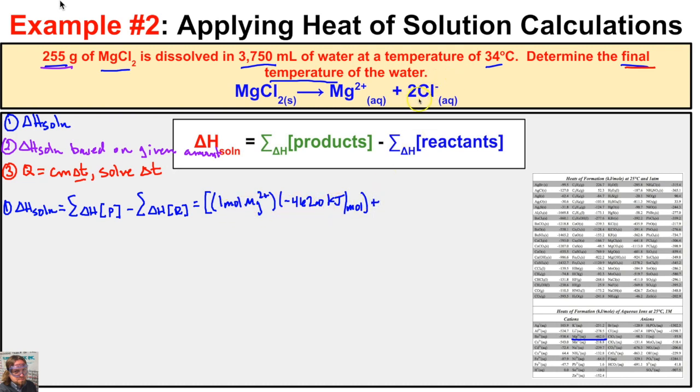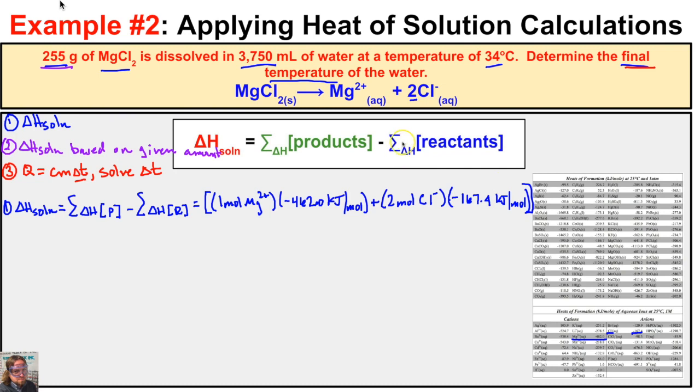And so because this is a sum here, what we need to do now is add our next product. What our balanced chemical equation is telling us is that we have 2 moles of chloride ions in our solution here. And so we need to multiply this by our heat of formation of chloride ions, which is negative 167.4 kilojoules per mole. We will close this bracket, and so here's the change in heat, or the enthalpy, of our products right here.